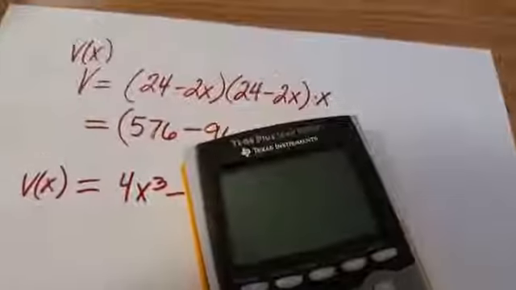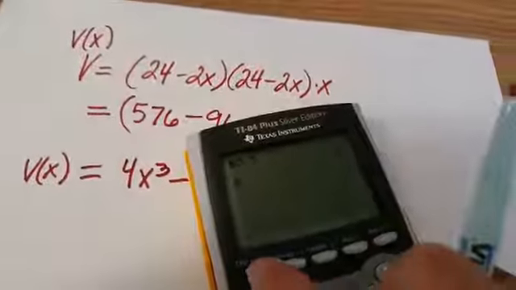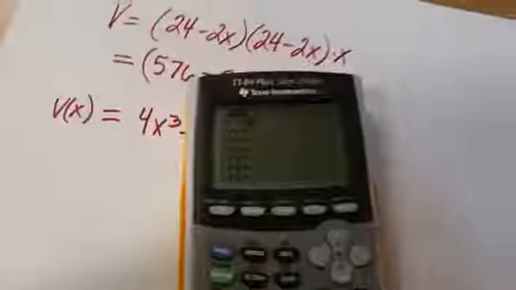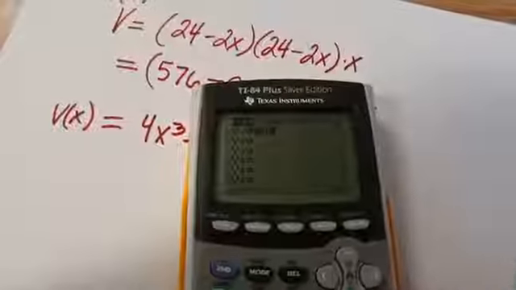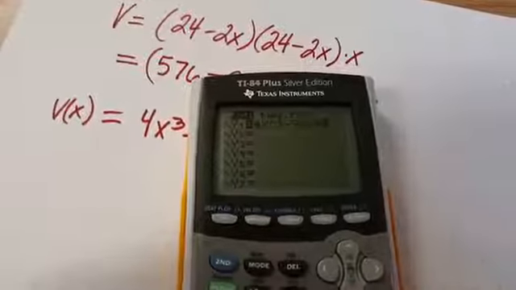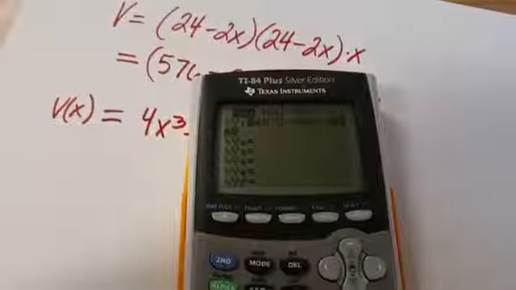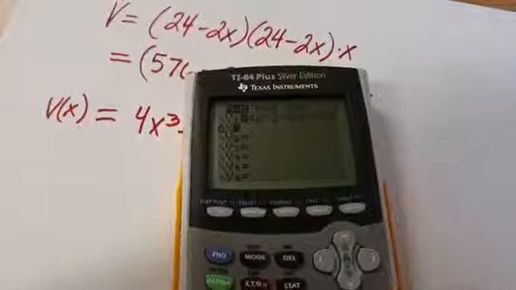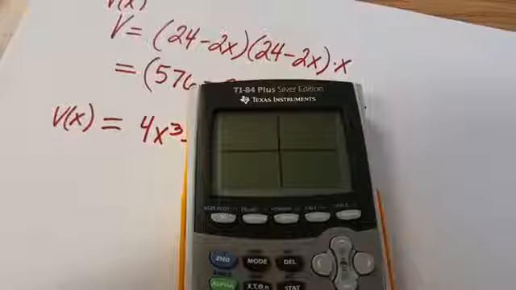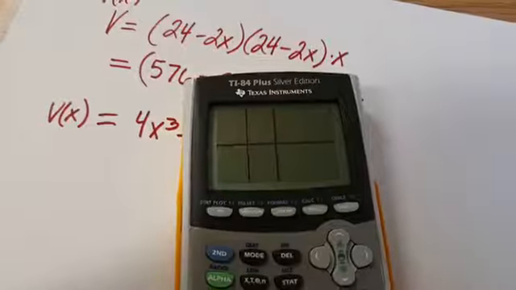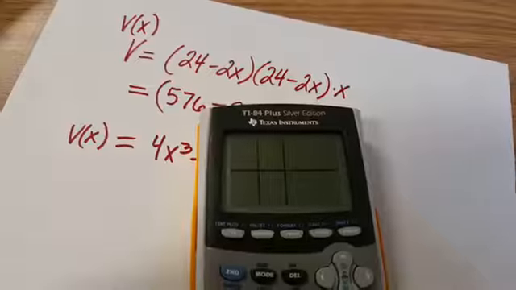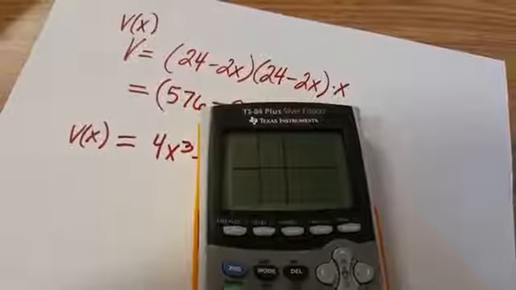So in my graphing calculator, I'm going to go to y equals, and I'm going to put 4x cubed minus 96x squared plus 576x. Okay, if I look at this at the standard window, and I deliberately went to the standard window by doing zoom 6, I can't see anything of value. This is not valuable to me.